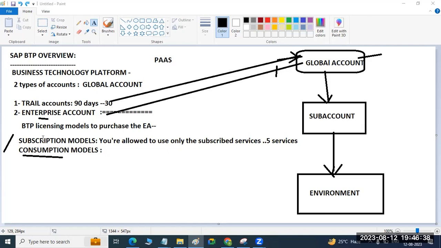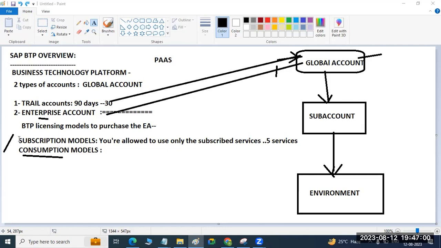Then at that time you can just go with some trial account. You can give the demo to her. Then the customer is happy. Then they go with the enterprise account. Why? Because the trial account will be deleted. So then they will ask you to go ahead and take the enterprise account subscription.